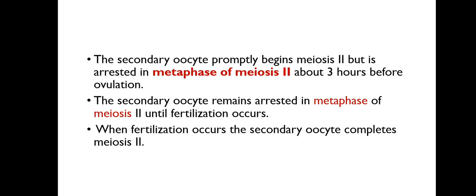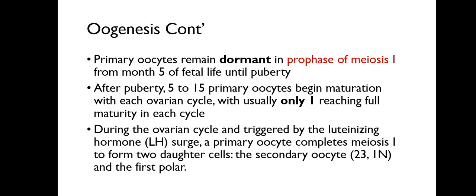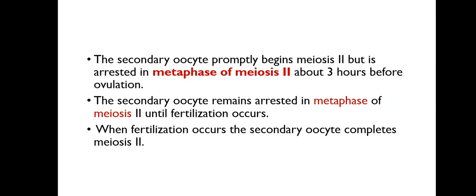We continue. Now, this secondary oocyte promptly begins meiosis 2, but it is arrested in metaphase of meiosis 2. So remember, the female oocyte is arrested twice. The primary oocyte was arrested at what? Prophase 1 of meiosis 1. Here, the secondary oocyte is arrested at what? Metaphase 2 of meiosis 2, about 3 hours before ovulation.